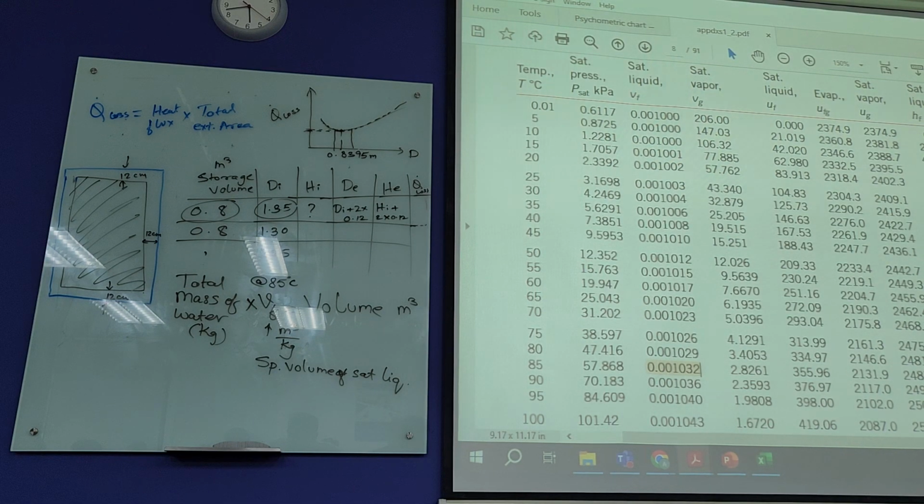Kilograms. Is that volume or kilograms? Okay. Go back to the table. Yeah, 170. Yeah, the cubic meters per kg.